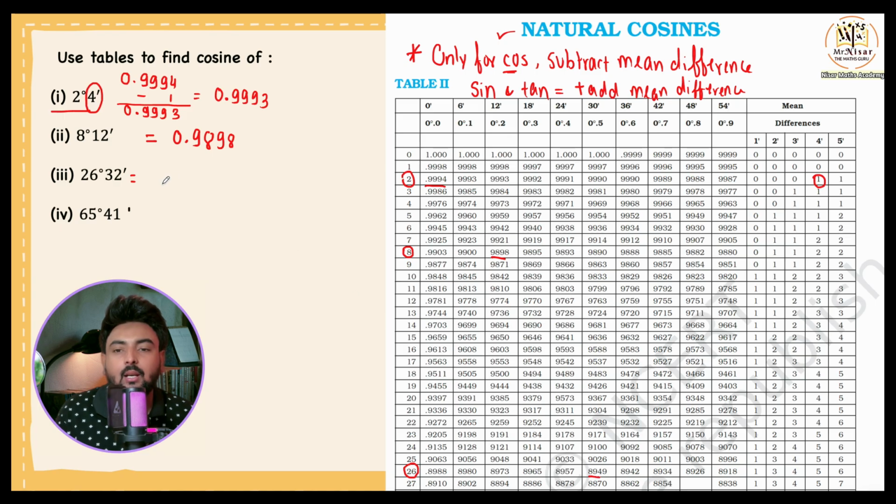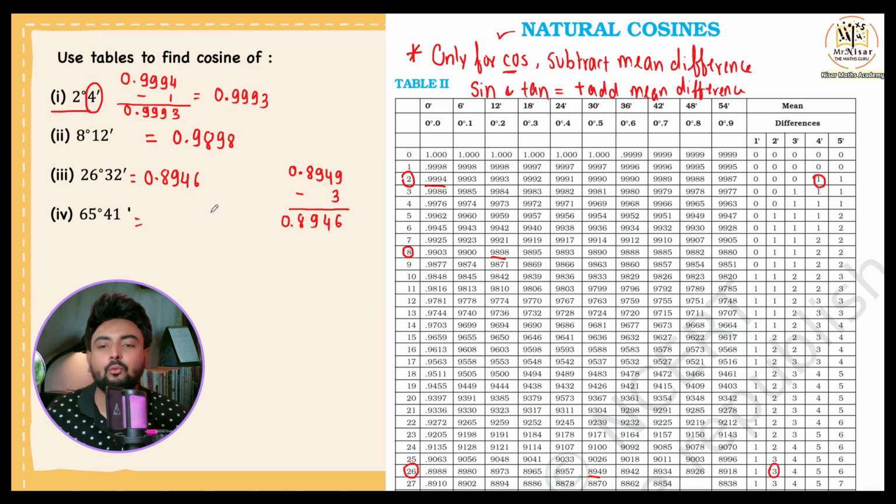So I have the value as, I'll write the value here, children. It is 0.8949. Then 32, this is 30, we want 2 more. So 2 mean difference we have as 3. So that I will subtract here. In cos we know that mean differences are subtracted. So if I subtract it, it is going to become 0.8946. Okay, the last we have 65 degrees 41 minutes.